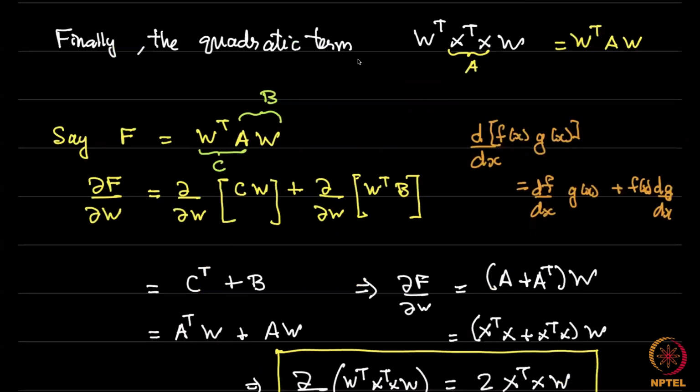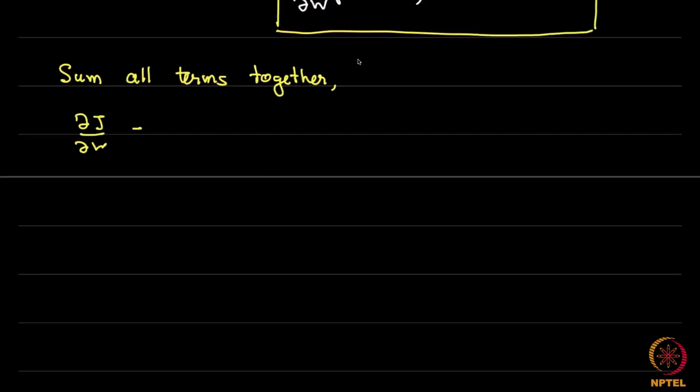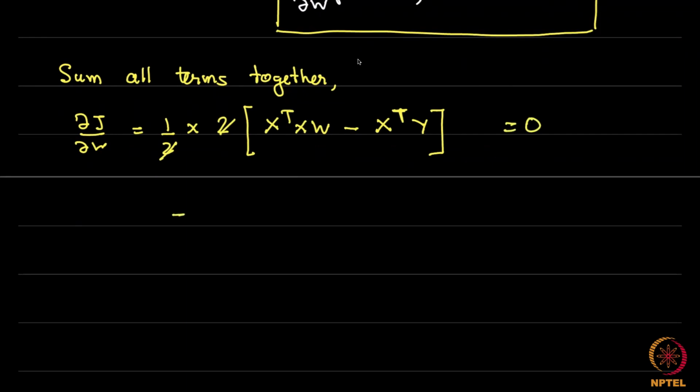So when you add all that, you will get half times 2 times X transpose XW minus X transpose y. If this is not entirely clear on how this came, I request you to go back and look at each individual term. So these 2's of course cancel out, and this is equal to 0. So this tells us that X transpose XW is equal to X transpose y.